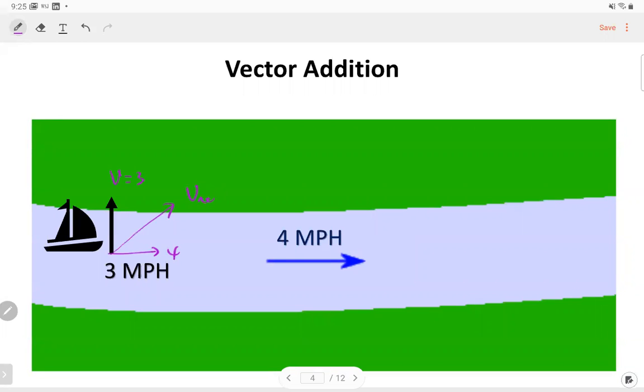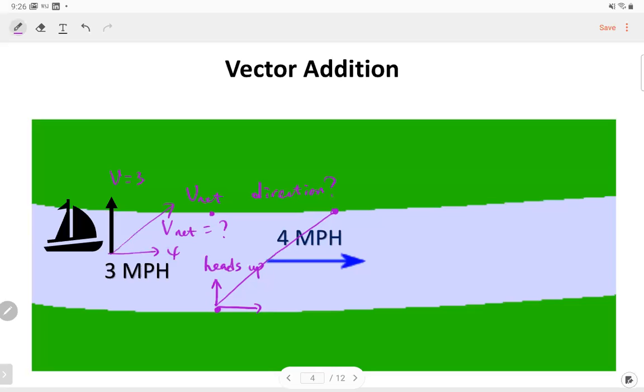This is the net speed. So for example, if the boat starts from here and heads up, and the water gives a speed to the right, then the trajectory of this boat will be like this. So eventually it will go to somewhere on the other side here, not here, because of the speed of the river. So the question is, how do we calculate the net speed? What is the net speed and what's the direction? Can we quantify the direction?